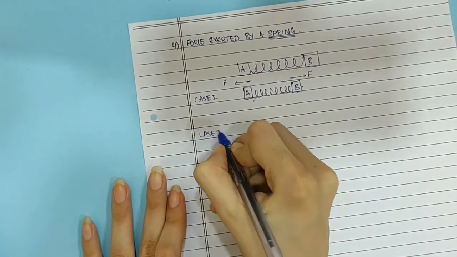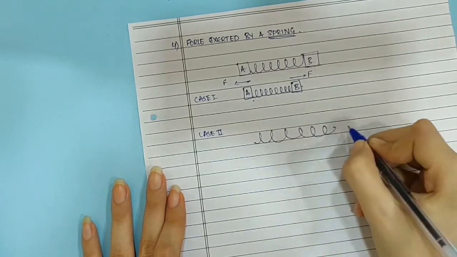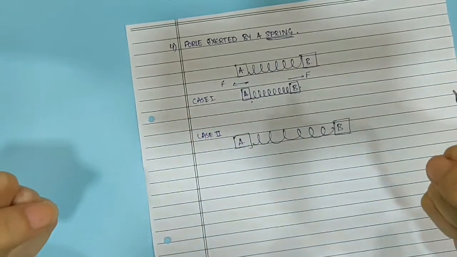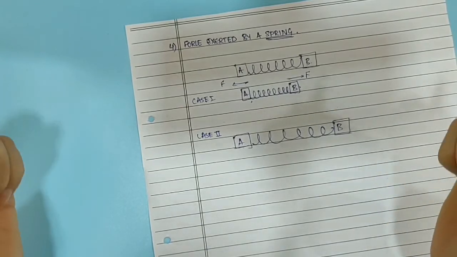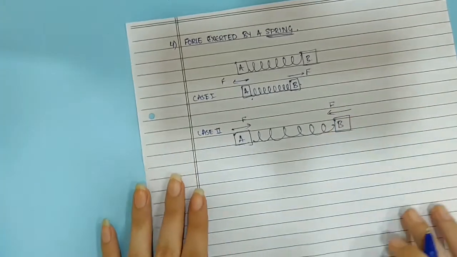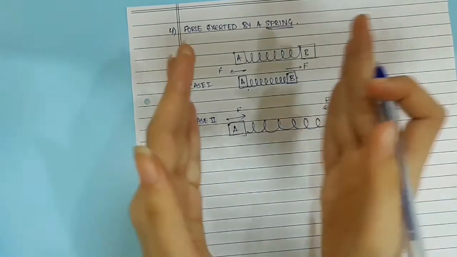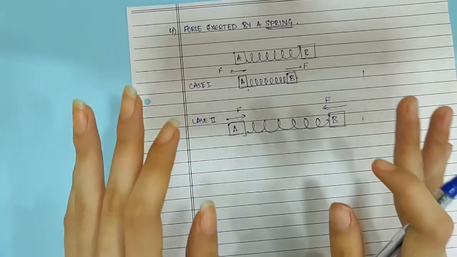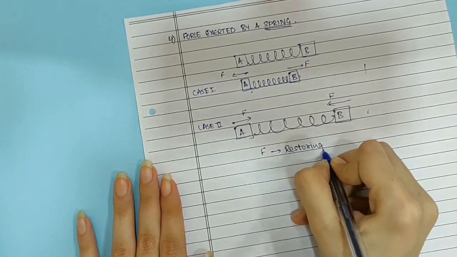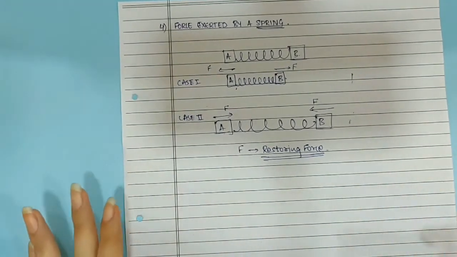And case 2, if the same spring is stretched, then the two bodies will tend to come closer to each other with a force F. In either case, the spring has a tendency to come back to its original form and it has a force F. This force F is known as the restoring force. So this was all about the force exerted by a spring.